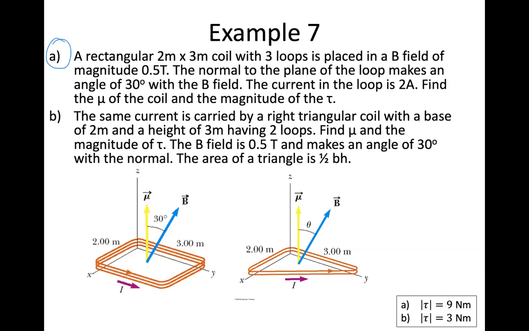All right. So first, we have a rectangular coil. We're looking at this first picture, our rectangular coil, and we're given the sides, 2 meters by 3 meters. And we're told that it has 3 loops. It's placed in a B field that has a certain magnitude, but notice how they're offset by 30 degrees. The current in the loop is 2 amps. We want to find mu of the coil and just the magnitude of the torque. Now we know that it's going to spin. This side is going to physically lift up so that it lines up with the magnetic field. Okay. All right, let's get a whiteboard up.